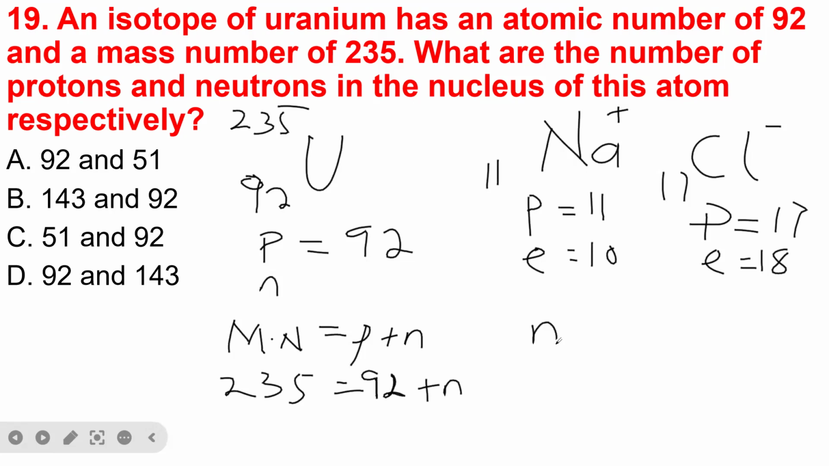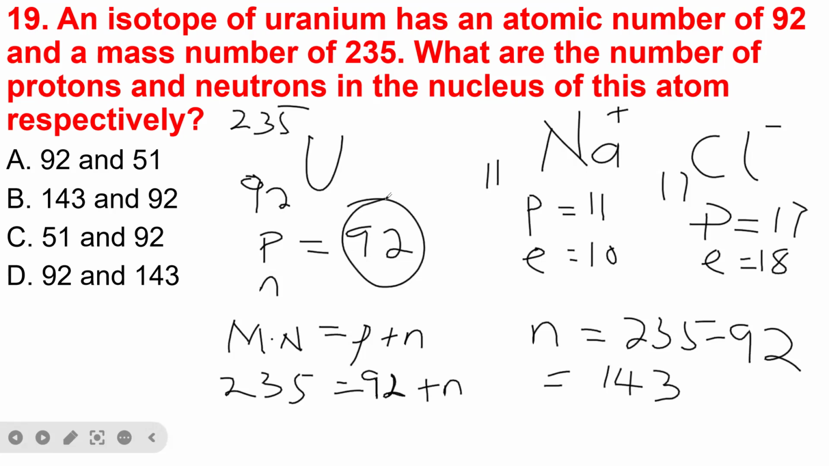We are now going to make n the subject of the formula. So we have 235 minus 92, and that gives us 143. So the neutron number is 143. The proton number is 92 and the neutron number is 143. Which of the options is correct? You can see clearly the answer is option D.